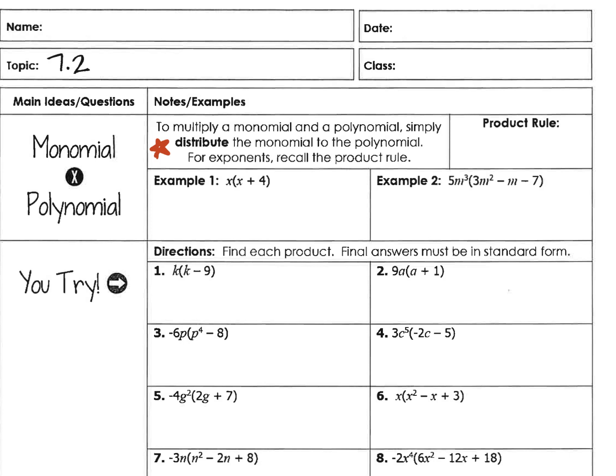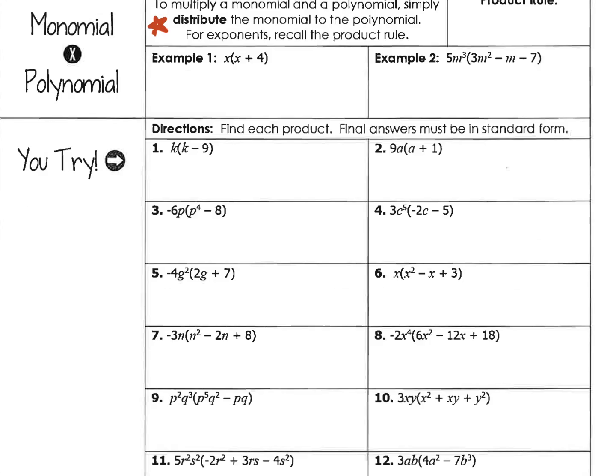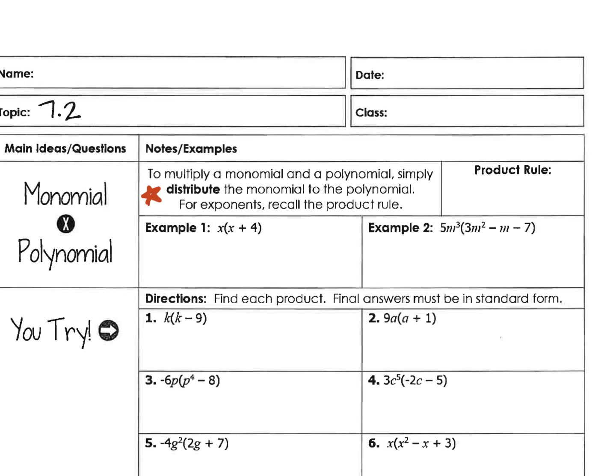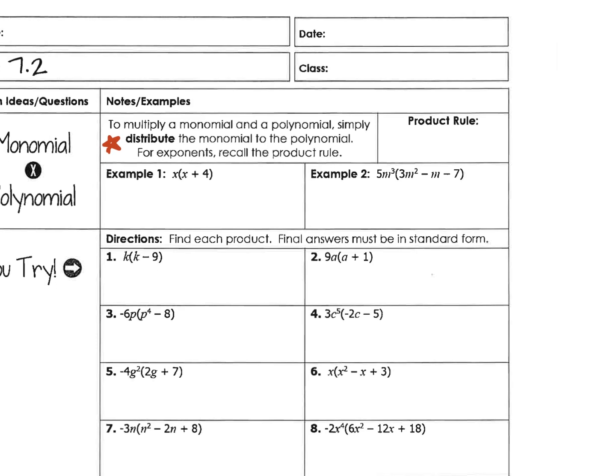To multiply a monomial and any polynomial, so binomial, a trinomial, any polynomial, you're just distributing. You're taking whatever is out in front, or sometimes it's back behind, but I think these ones are all out in front. You're using the product rule. So if you remember, in just this last chapter, we did this.